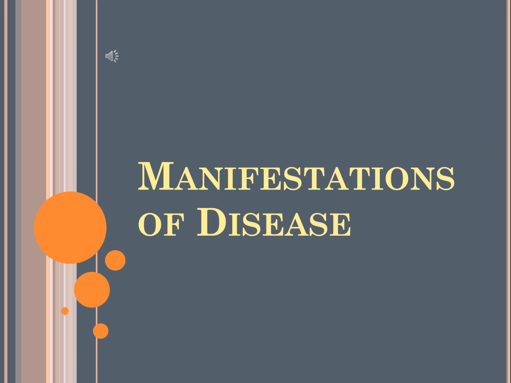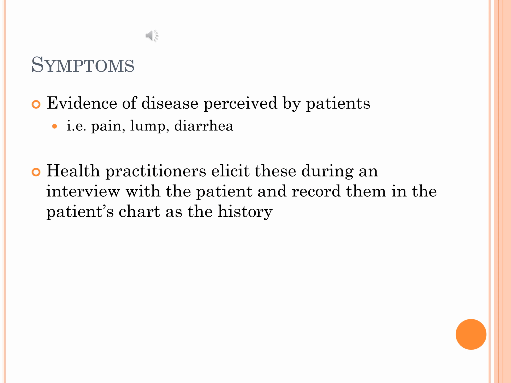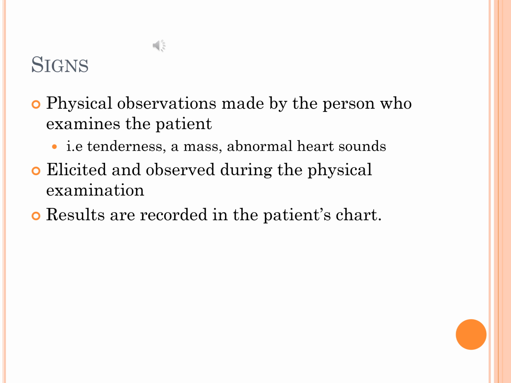Manifestations of disease. Symptoms are evidence of disease perceived by patients, i.e. pain, lump, diarrhea. Health practitioners elicit these during an interview with the patient and record them in the patient's chart as the history. Signs are physical observations made by the person who examines the patient, i.e. tenderness, a mass, abnormal heart sounds elicited and observed during the physical examination. Results are recorded in the patient's chart.